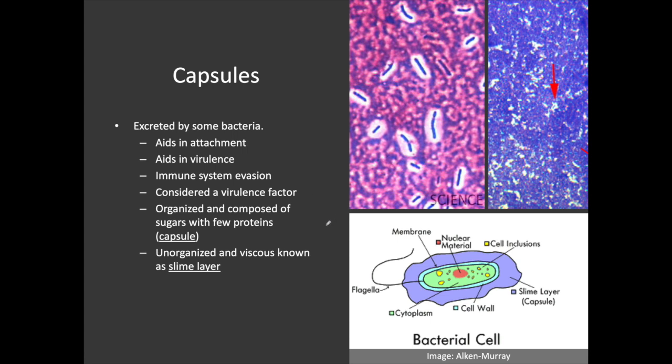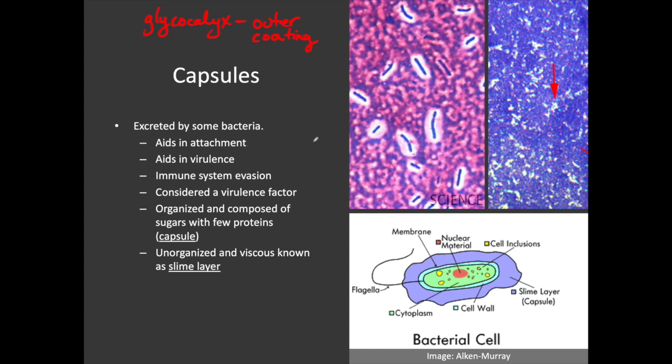Capsules are external structures that are excreted by bacteria. Now, in biology, we have a general term for an outer coating, and that's called a glycocalyx. So glycocalyx in biology just means outer coating. There are different types of glycocalyx. There are protein glycocalyx, sugar glycocalyx, and what we call slime layer glycocalyx. And bacteria, for the most part, use the sugar one.